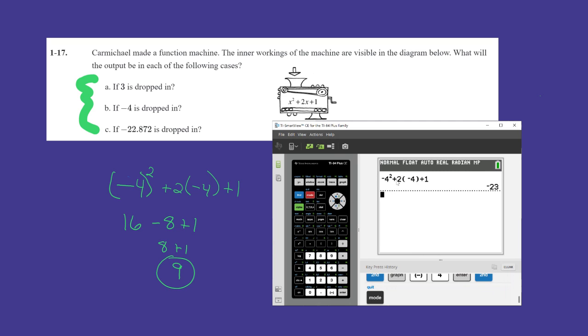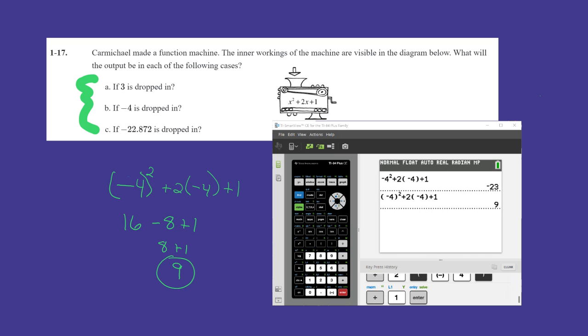Order of operations is done this way. They do the exponent first. So this would be a -16 minus 8 plus 1. Okay, and so that is where you get the -23. The correct way to do it is to put -4 in parentheses, then square it, plus 2, again, times -4 in parentheses, plus 1. And then we get 9, and that is the answer that we are looking for. So be very careful about how you enter your values into the calculator. And that ends that.